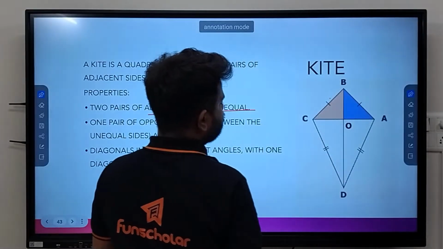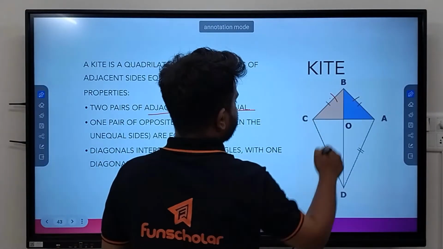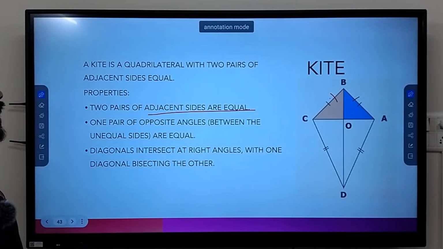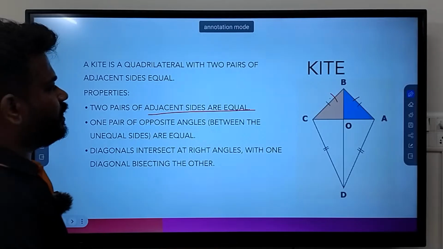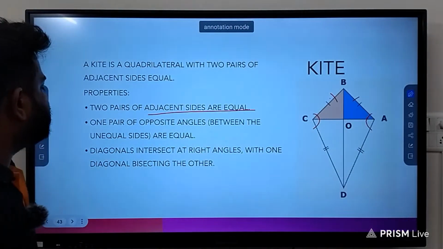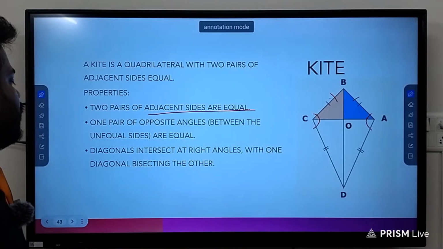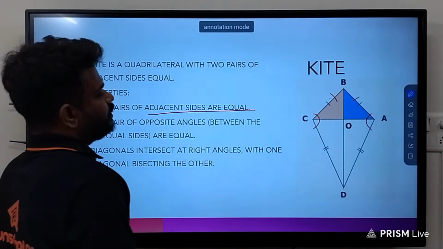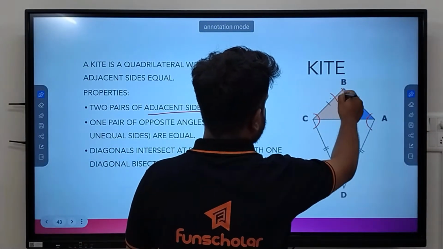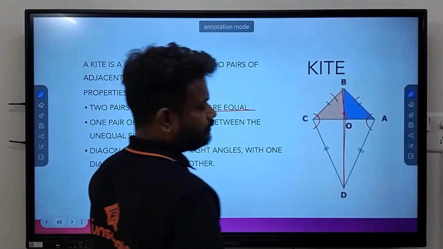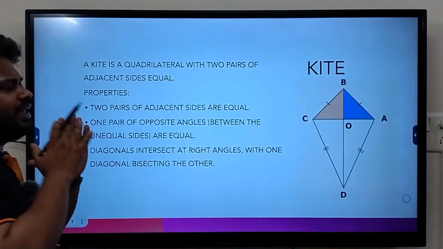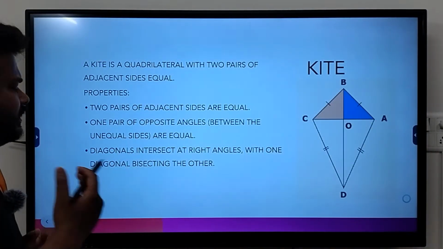So this one is equal to this one, and one pair of opposite angles between the unequal sides are equal. So this one will be equal to this one. And the diagonals intersect at right angles with one diagonal bisecting the other. So they are at a right angle and this one is bisecting, right? So these are just the properties, and maybe we need something for the further cases.